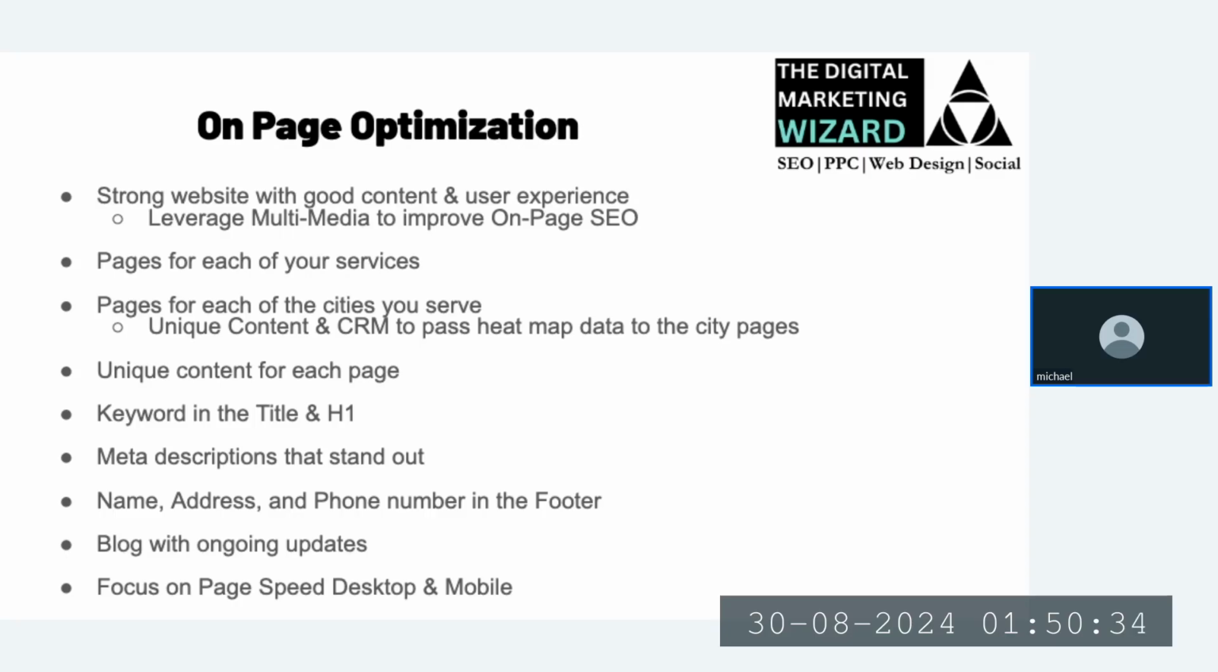So on-page optimization: you want to have a strong website with good content and a good user experience, and that content needs to be unique. You want to make sure you're leveraging multimedia to improve your on-page. Multimedia just means pictures and videos, and you don't want to set up too many videos where it's going to make your website lag. But as they say, a picture is worth 1,000 words. If we know what these keywords are and you're able to get the right pictures in there, that's going to help Google's algorithm and your customers. They're going to want to see things. So that's another great way to get things set up.